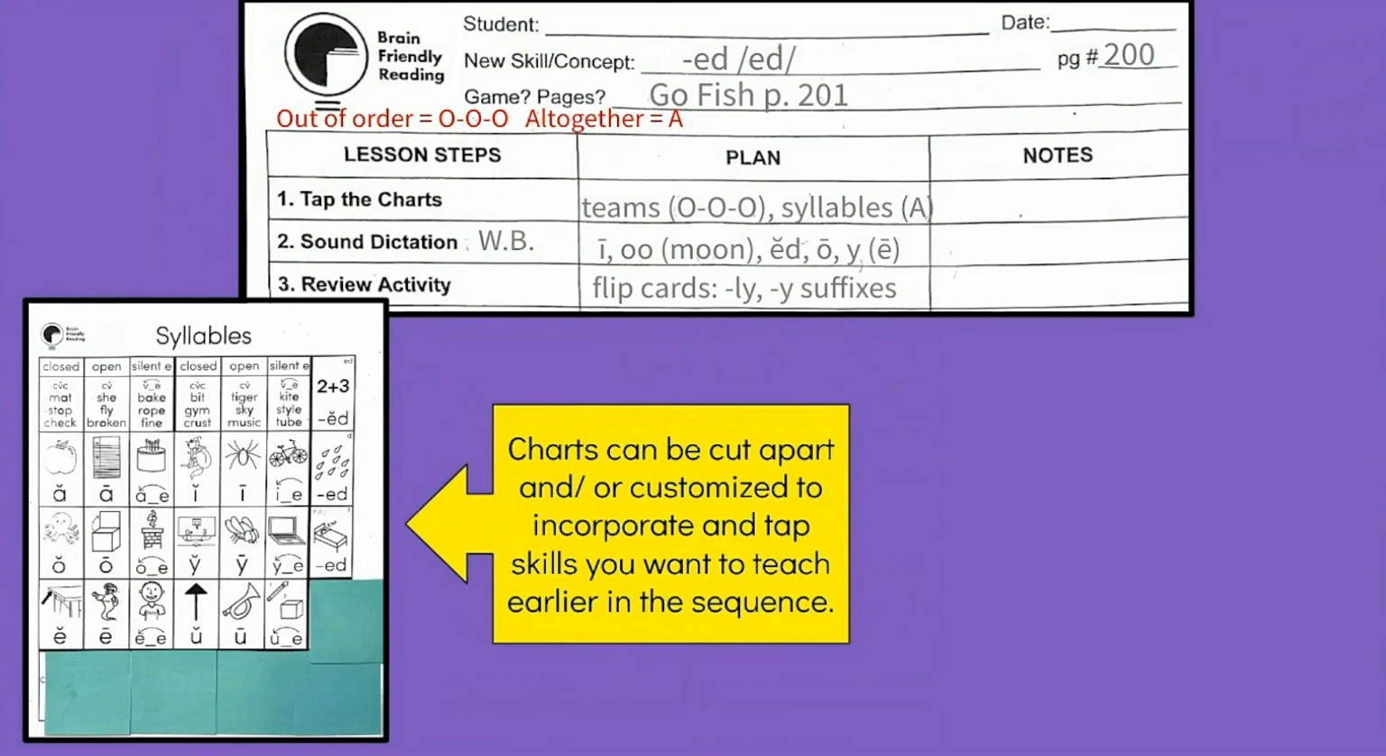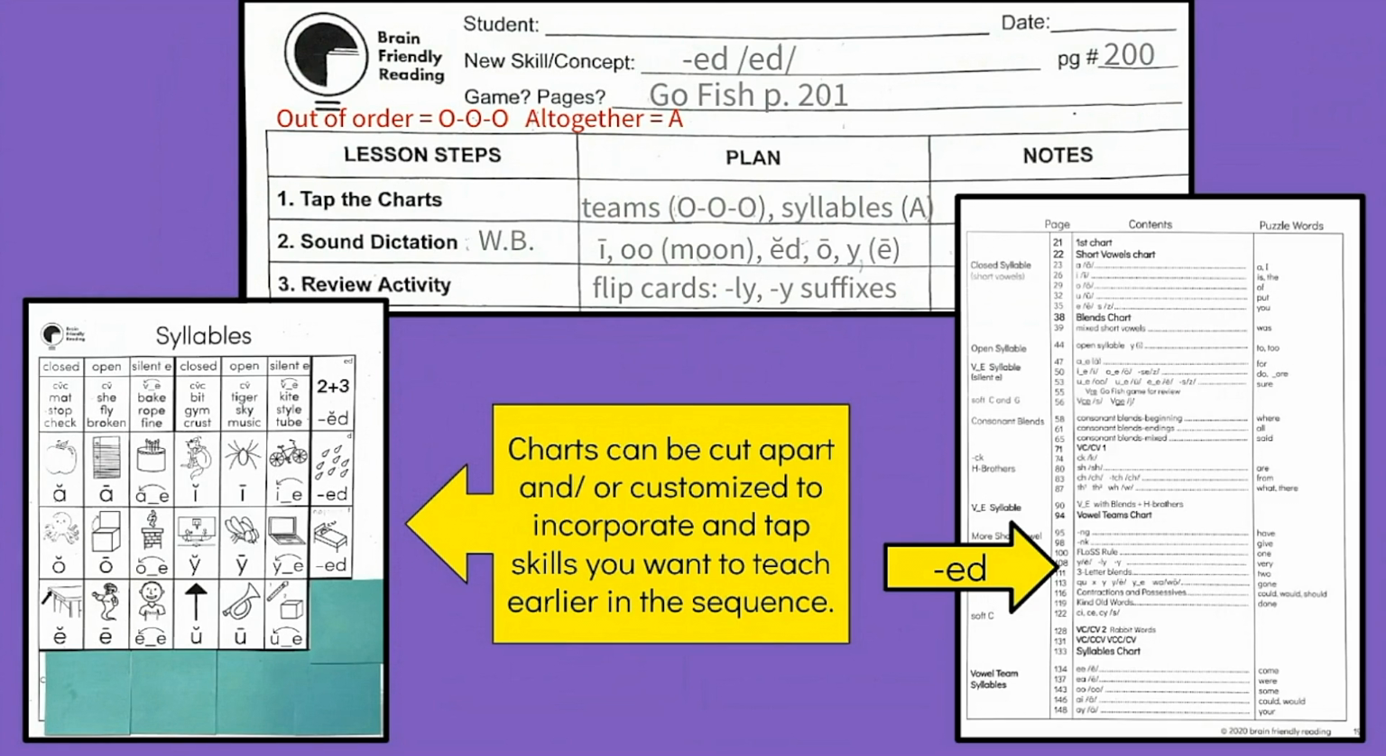So this plan is based on teaching the ed suffix after the ly suffix and y baby e suffix lesson, which is on page 108. We will tap the teams chart and the uncovered sections of the syllables chart. I will then dictate sounds for students to write on a whiteboard and follow that with a short review activity using flip cards that reviews the previous skill of adding ly and y as suffixes to base words.